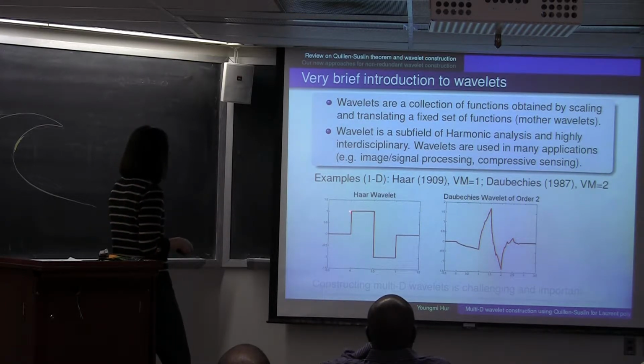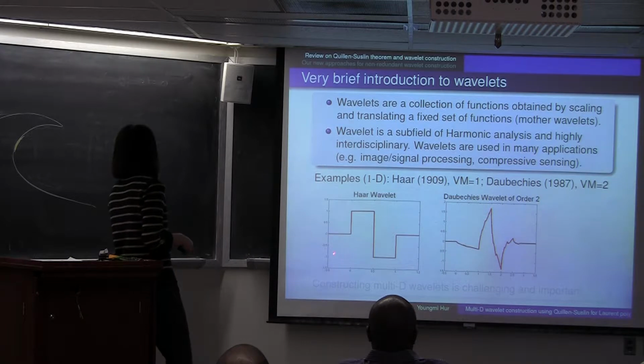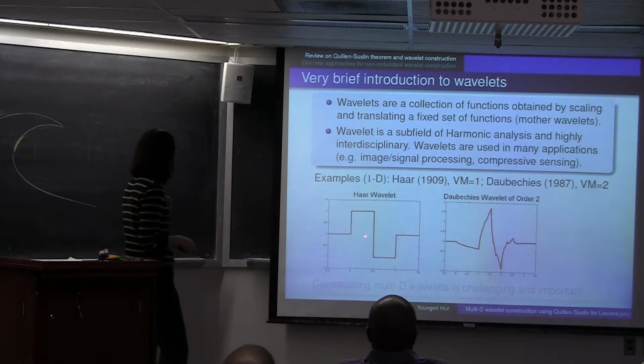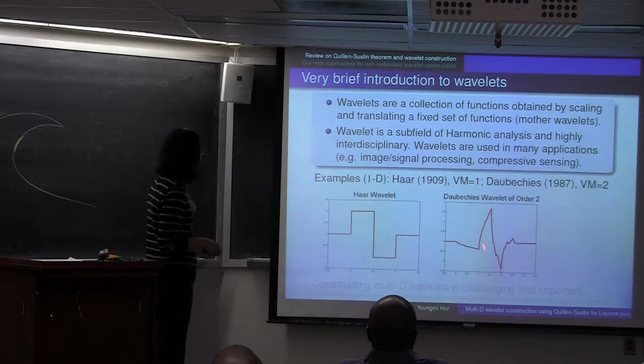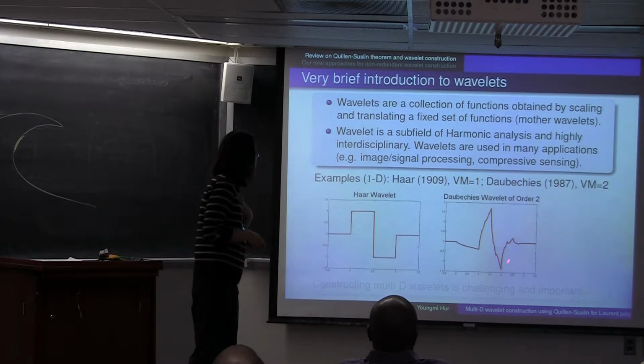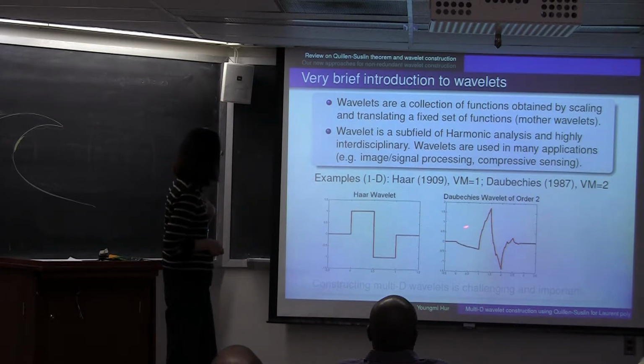Ignore this vertical line. This is the default way of plotting. One is continuous, and the next has vanishing moment 1, and the last has vanishing moment 2.